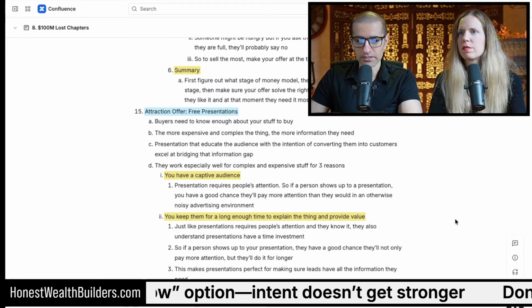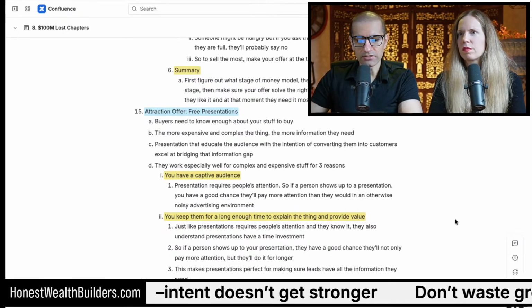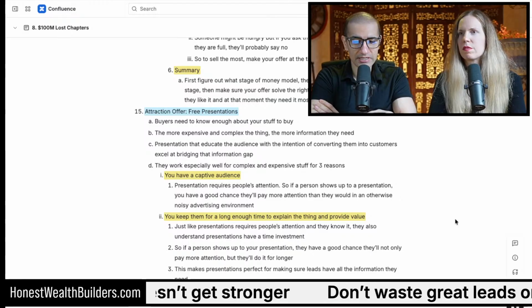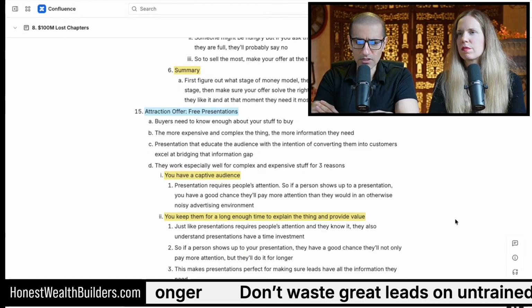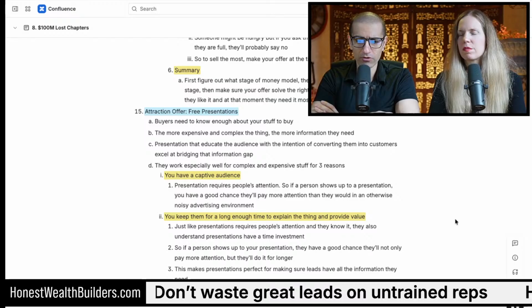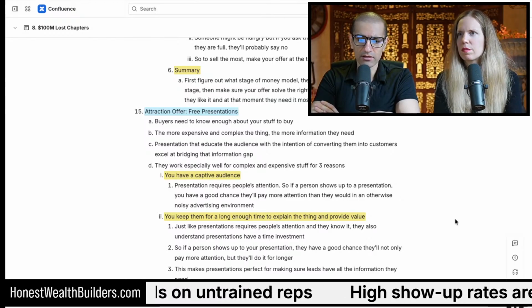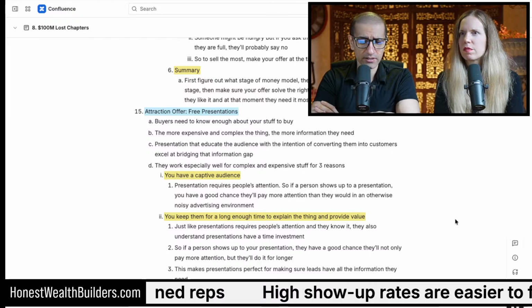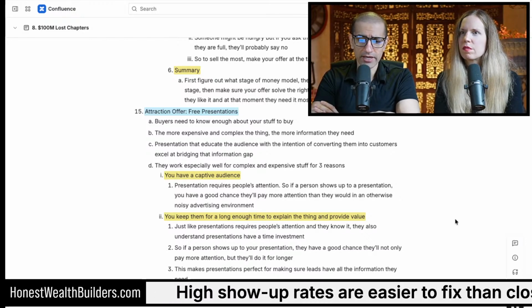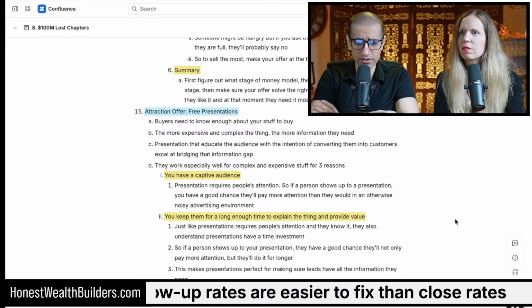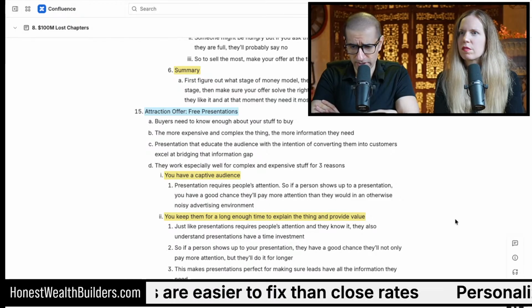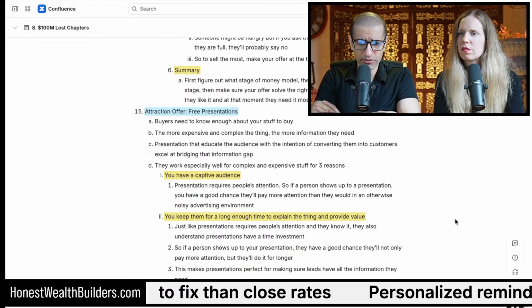All right. Next is the attraction offer, which is free presentations. Buyers need to know enough about your stuff to buy. The more expensive and complex the thing, the more information they need. Presentations that educate the audience with the intention of converting them into customers excel at bridging that information gap.